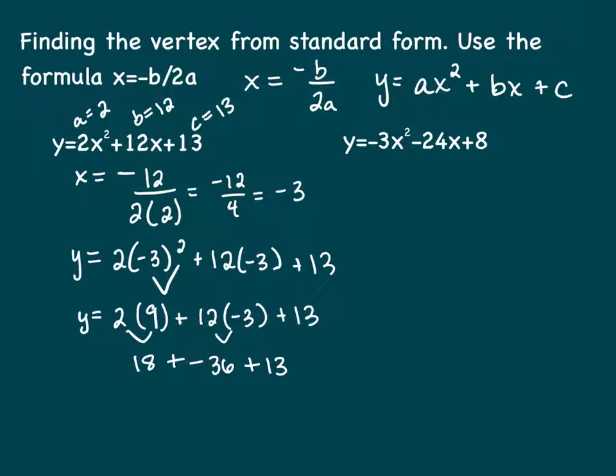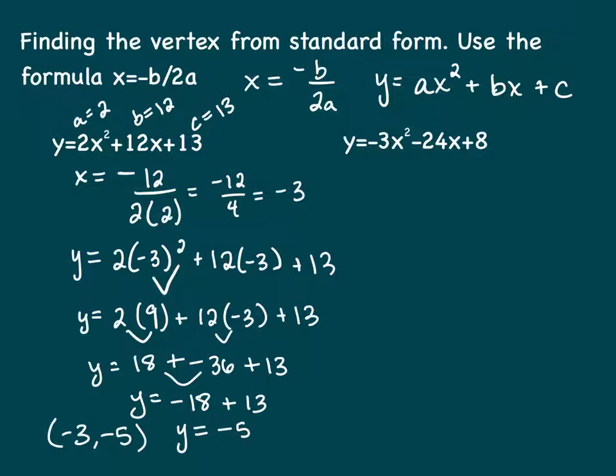These, by the way, are all y equals. 18 plus negative 36 is negative 18, plus 13, so y equals negative 5. So I've got the point negative 3, negative 5 for my vertex. On my next one, again, I would pause this and try this problem on your own if I were you.